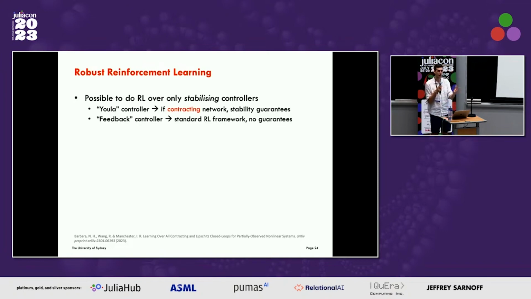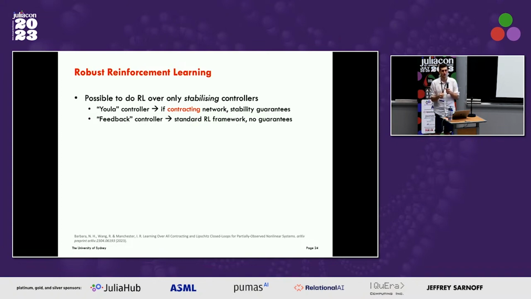Basically, if you have a contracting neural network, which is our stability property in this package, and you use this controller framework, you can guarantee that any controller you try in your reinforcement learning trial and error strategy is always going to be stabilizing.